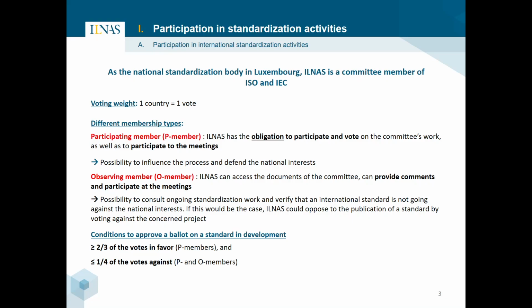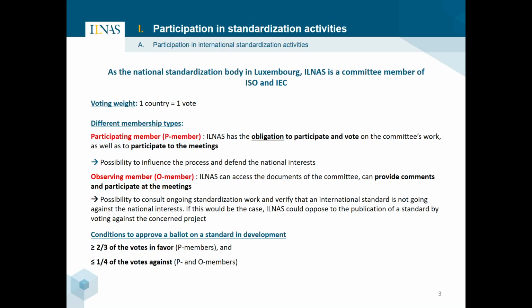As an O member, on the other hand, ILNAS can access the documents of the committee, but only provide comments and participate in the meetings. So it may not vote in favor of any decisions. While participation as an O member does not allow us to really influence the process, it does give us the possibility to consult ongoing standardization work and verify that an international standard is not going against the Luxembourgish interests. If this were the case, ILNAS could always oppose the publication of a standard by voting against the concerned project.